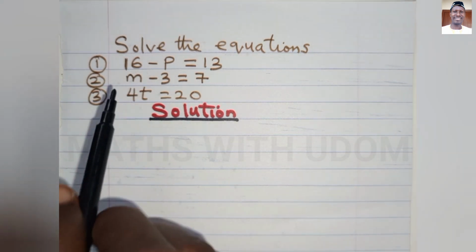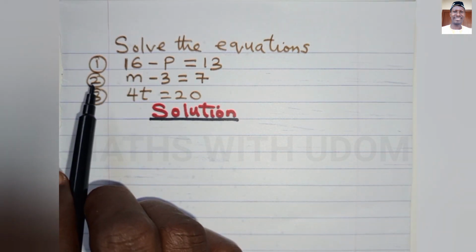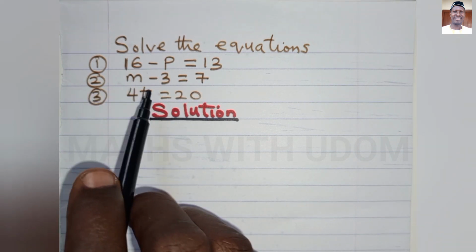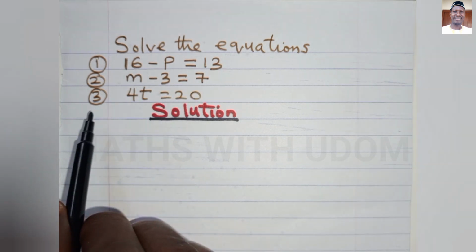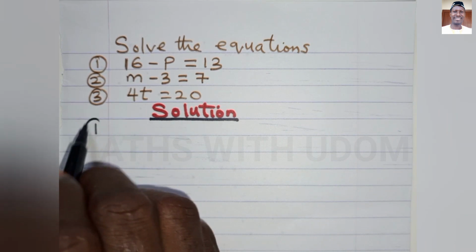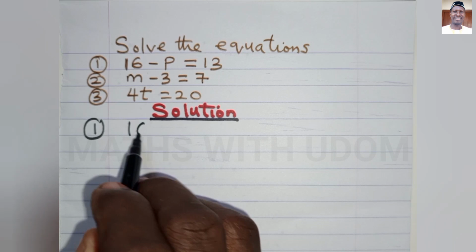Hello friends, we have to solve these equations. Question 1. 16 minus p is equal to 13. Question 2. m minus 3 is equal to 7. Question 3. 4t is equal to 20. So we have to solve them one after the other.